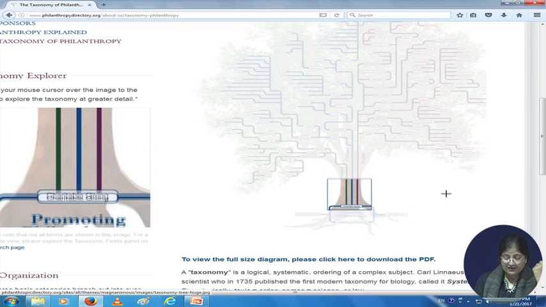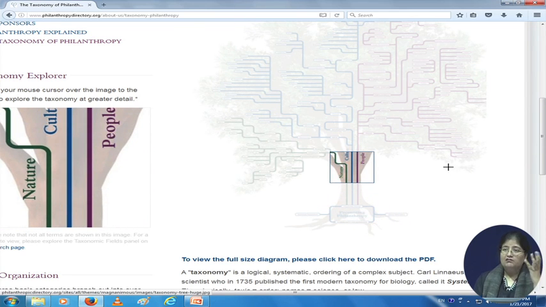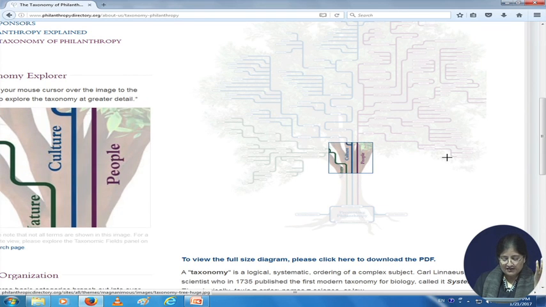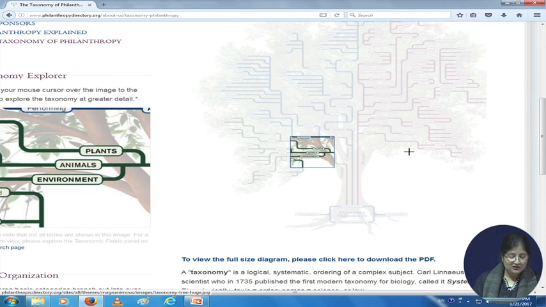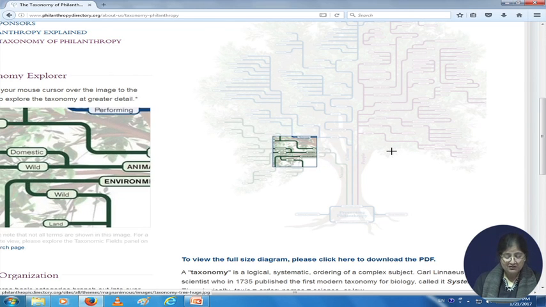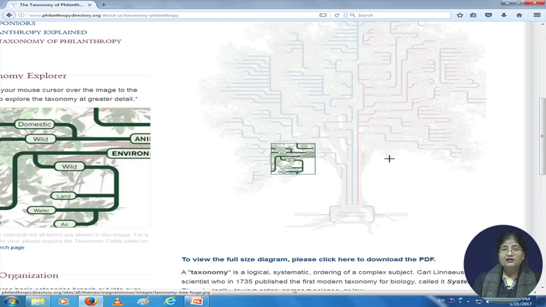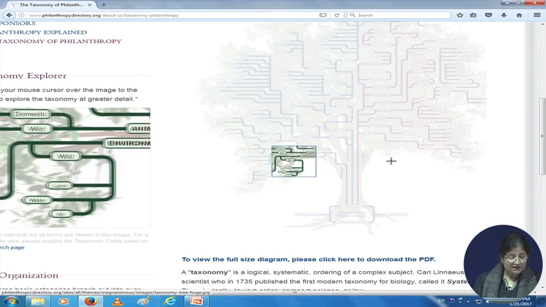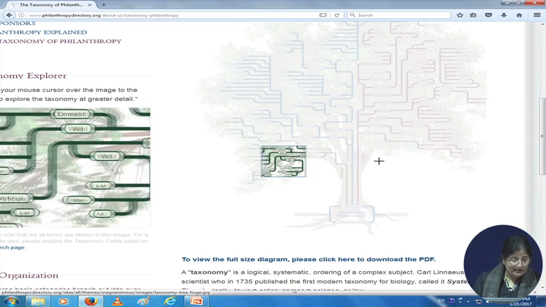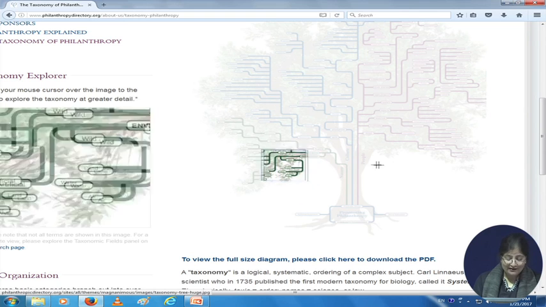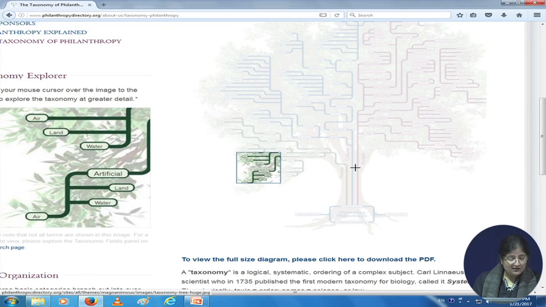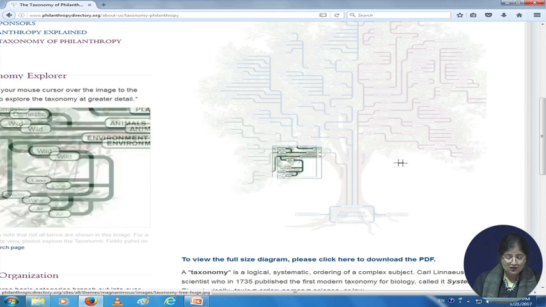Now when we talk about charitable giving, then we go up different categories in which people give. One is nature, the other is culture, and the third is people or human resource. When we talk about nature, then there are further classifications here: plants, animals, and environment. Now each of these is divided into various things. So the environment is divided into wild and artificial. The wild environment is further divided into land, water, air. The artificial environment is further divided into land, water, air, and so on.